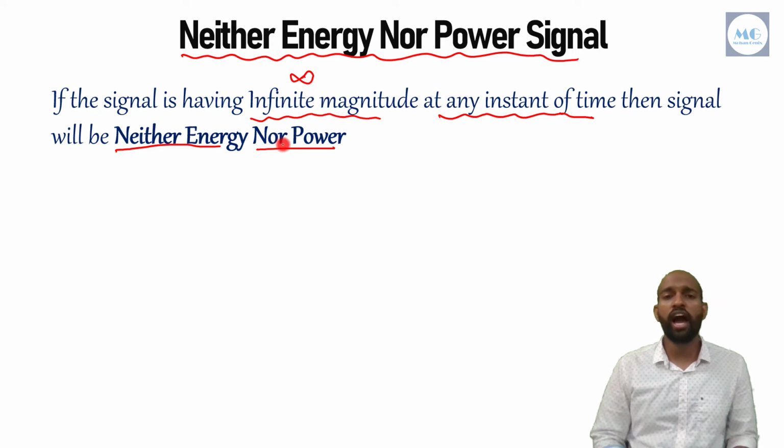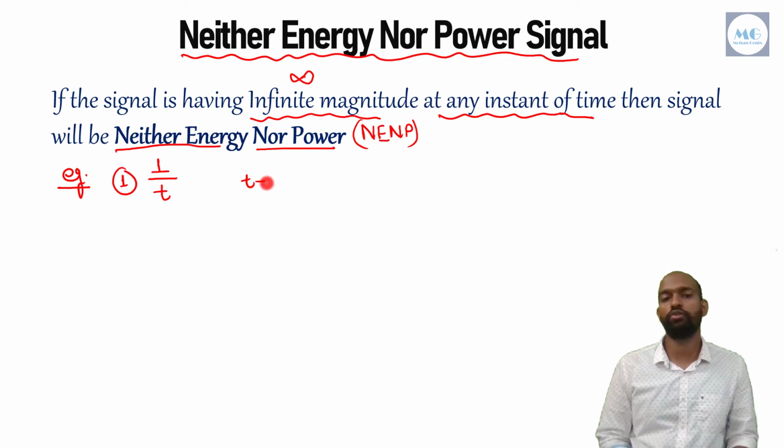Okay, so what are the examples of this category of signal? We also say it in shortcut as NENP, neither energy nor power signal. An example of this kind of signal is 1 by t. For t equal to 0, this signal will be infinite. So x1(t) equal to 1 by t will be a neither energy nor power signal.